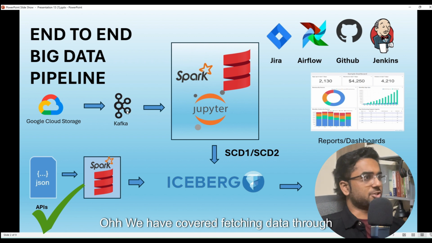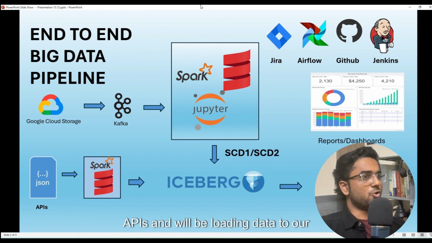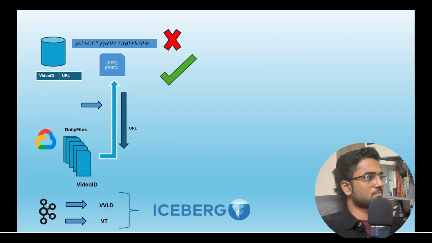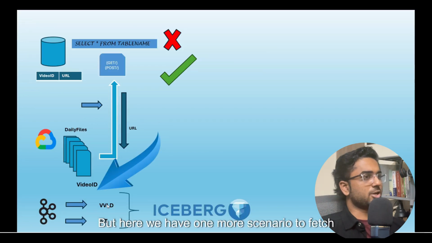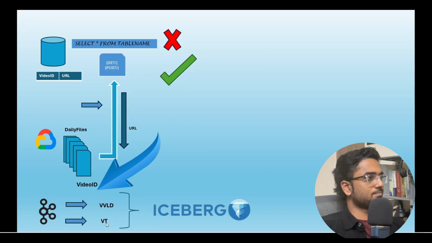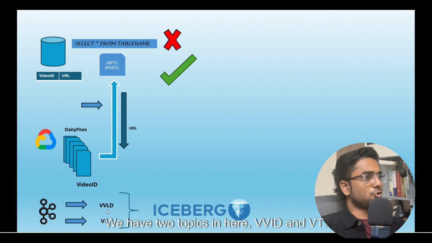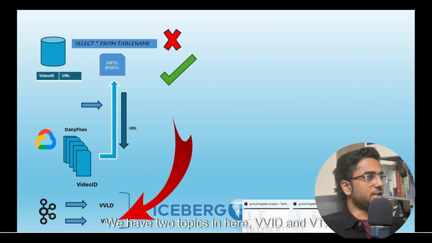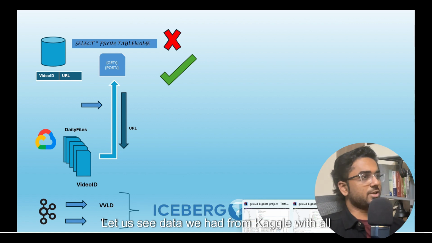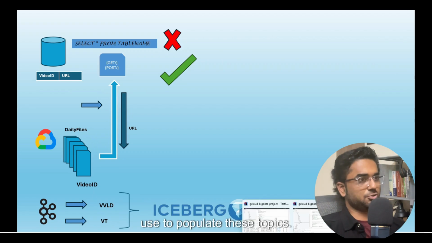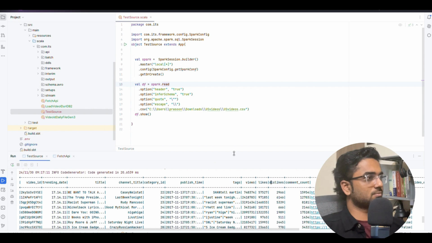We have covered fetching data through APIs and will be loading data to our warehouse, Iceberg, in some time. But here we have one more scenario to fetch data from Kafka topics. To do this, we will be sending data to the topic. We have two topics in here, VVID and VT. Let us see data we had from Kaggle with all columns we're gonna use to populate these topics.